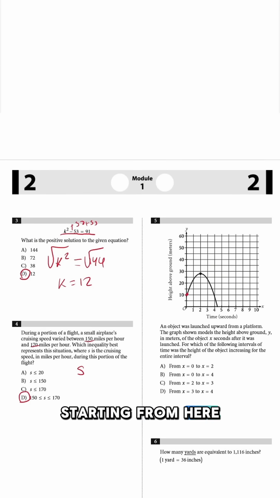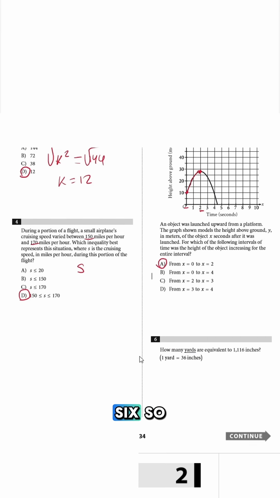Starting from here, I can track it. Let's see, it's going up, up, up, up, until I reach this point. Now, what it's asking me for, though, is the x values. So I see that from 0 to 2, I was increasing. So my answer is going to be A. Okay, let's move on to 6.